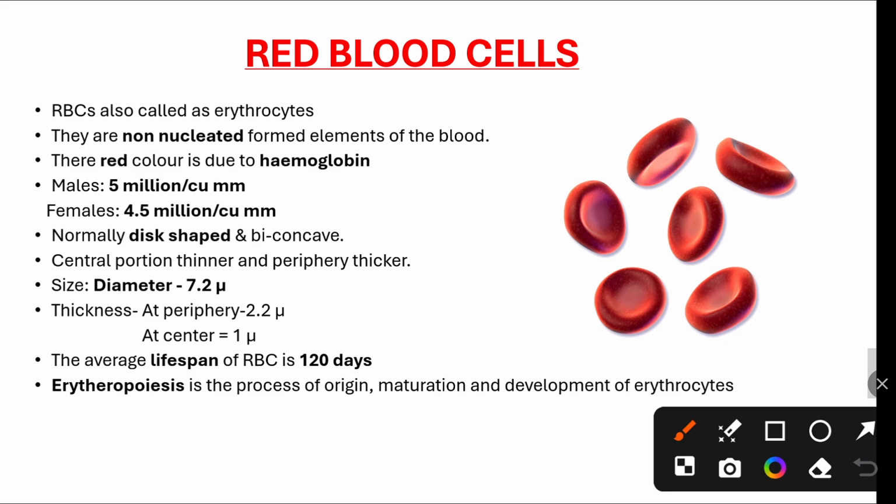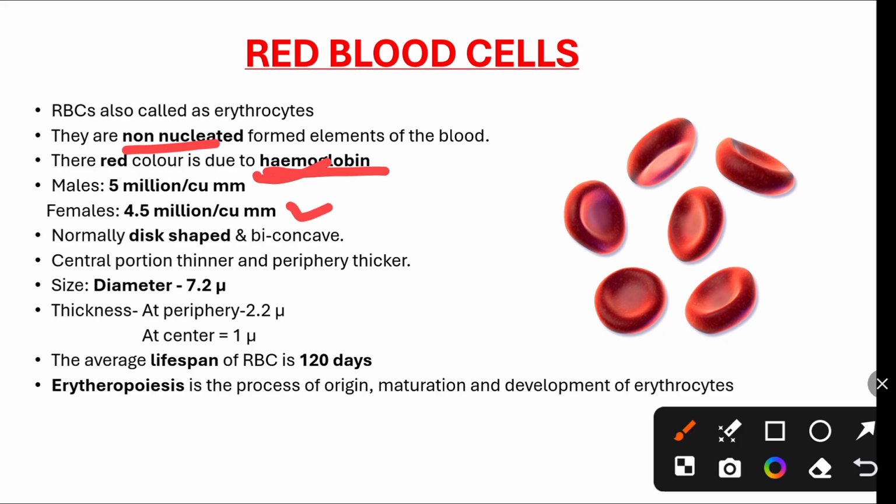Red blood cells, also called erythrocytes, are the non-nucleated formed element of the blood. They are red in color due to the hemoglobin. In case of male, they are 5 million per cubic mm, but in case of female, 4.5 million per cubic mm. Normally, it is a biconcave disc shape.